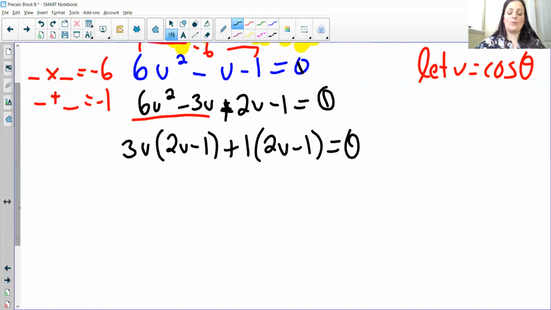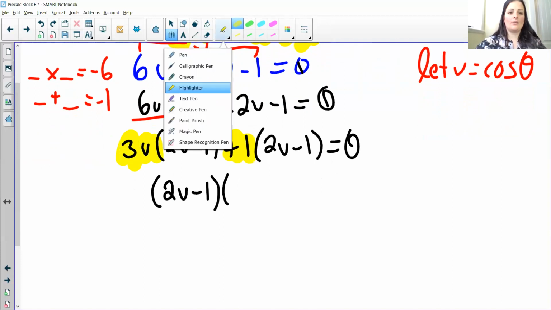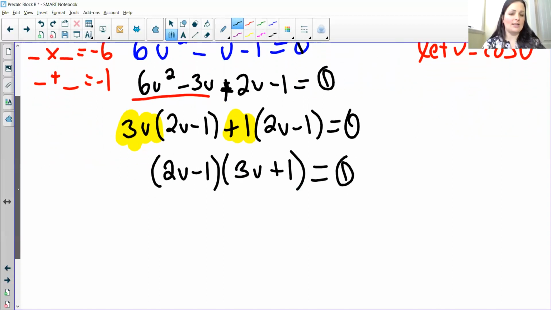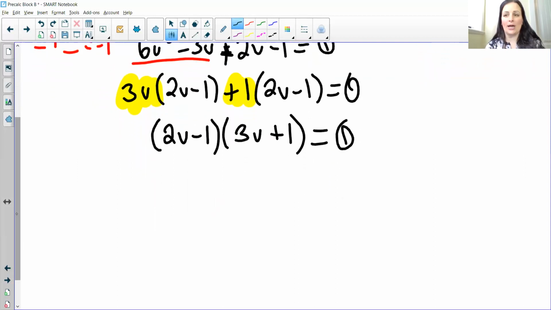So we got 2U minus 1. That's common in both those terms. So we're going to factor out 2U minus 1, and that's going to leave us with what's left, and that is 3U plus 1. And this is where we're going to solve. We're going to actually practice the solving stuff even more with quadratics. But right now, the whole thing has to equal 0.